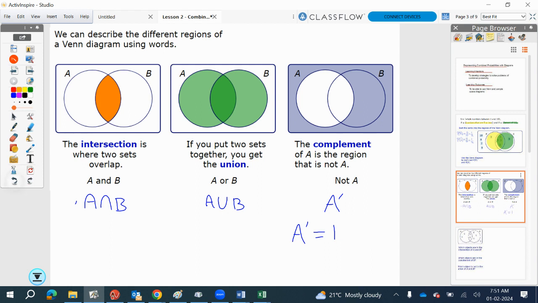An interesting thing is that, sorry, let me do it as probabilities, it's better. The probability of not A is equal to 1 minus the probability of A. We call this the complementary probability. It's a formula we're going to use quite a bit.